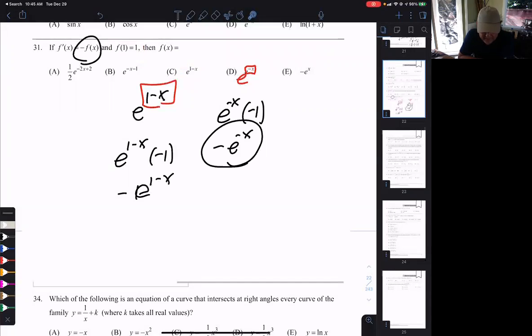So that's why it'd be that one. So that is the answer.